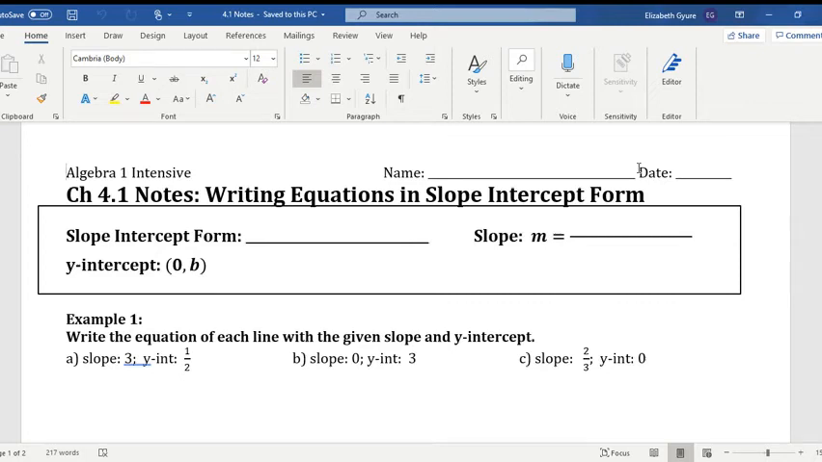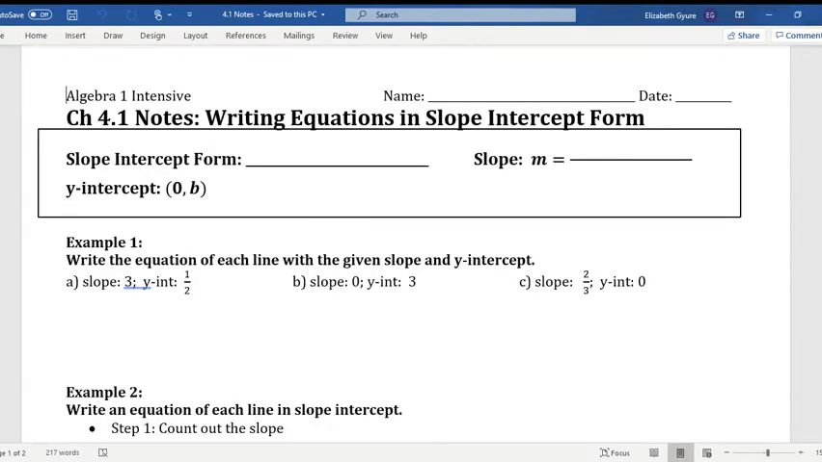So we are starting a new chapter today, chapter 4.1. Don't know what this is doing here. That's annoying. Don't know how to get rid of it.